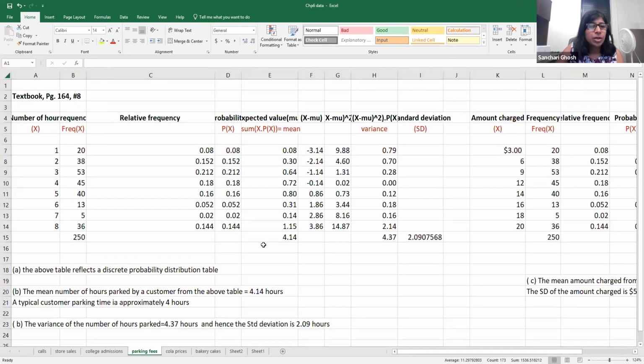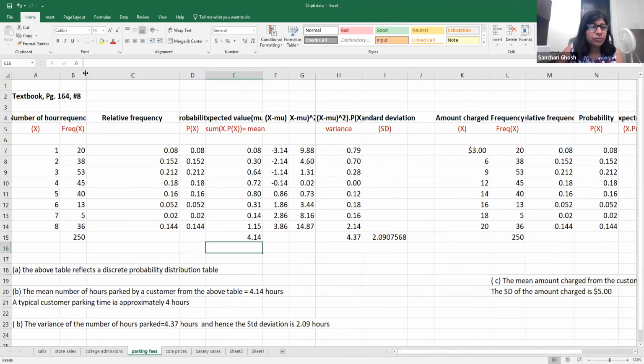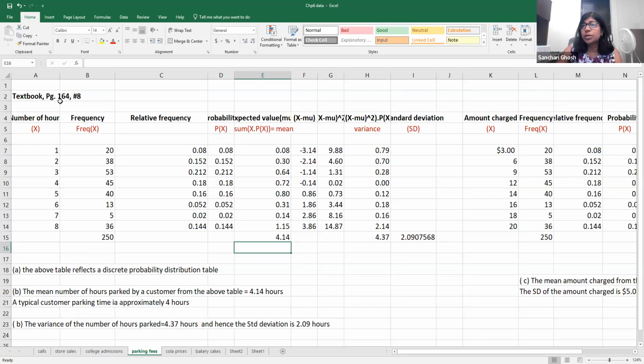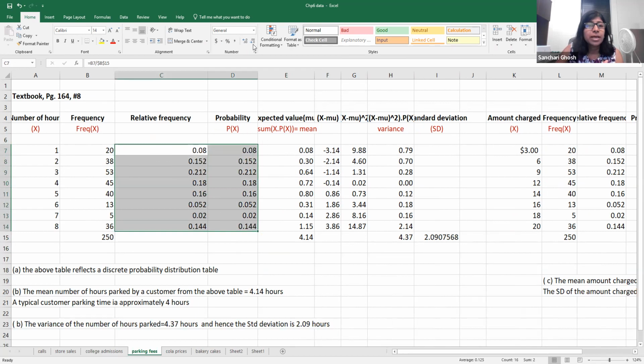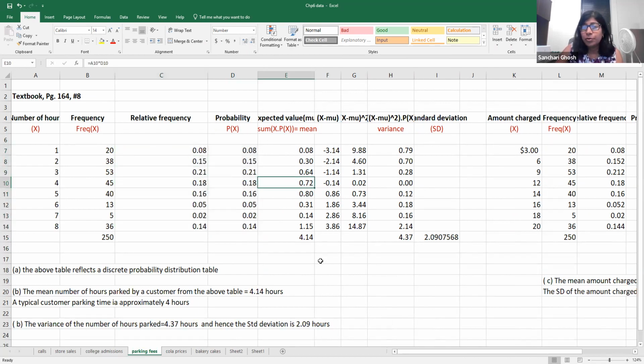A bit bigger. Well, that really makes a little bit of difference. Textbook page 164, number 8, 9th edition of the textbook, but you may have it. All these problems in the 10th edition also exist. So look at the probabilities, number of hours, and the frequencies. The number of hours are discrete numbers, and from relative frequency, again, we copy and paste and get the probabilities. What I don't like are too many places of decimals. 2 places of decimals are more than enough.